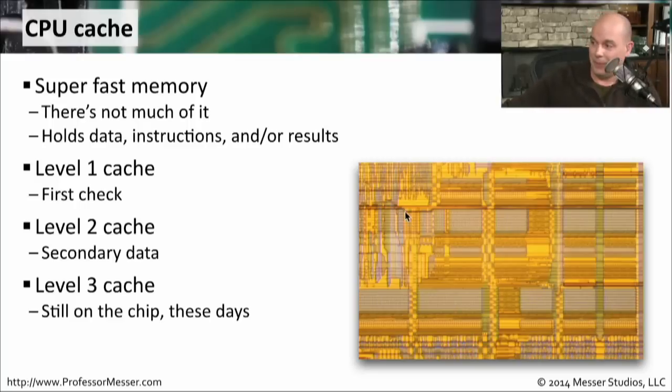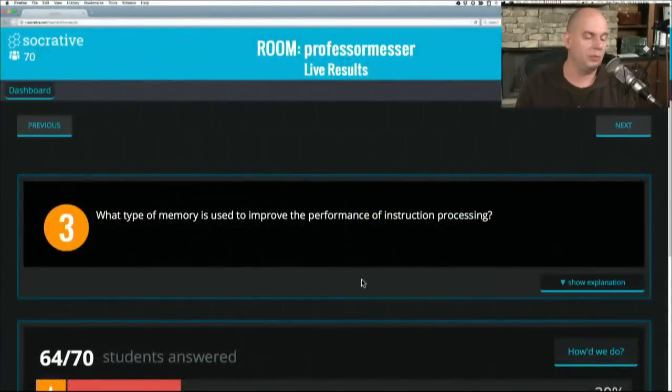You might see a level 1, maybe that's the level 1. There's a bigger level 2, maybe there's an even larger level 3 on there. So if we look at that question and we're wondering what type of memory is used to improve the performance of instruction processing, these are the instructions that are performed by the central processing unit, the CPU.